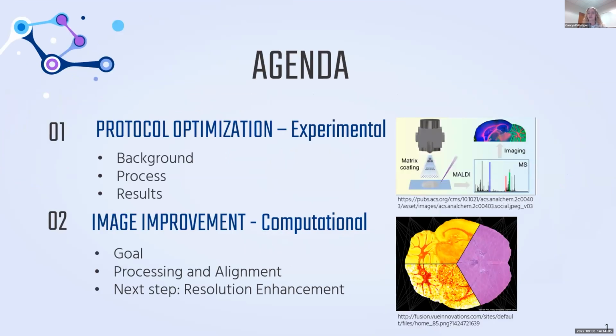So first, to just go over a quick agenda of what I'll be going over. I'll talk first about the protocol optimization project, which was more experimental wet lab. And I'll go over the background, the process that we went through, and then some of the results that we ended up with. And then I'll be talking about the image improvement project, which was more computational coding. And I'll introduce the goal, the processing and alignment steps we had to go through, and then the next step that we still have to take.